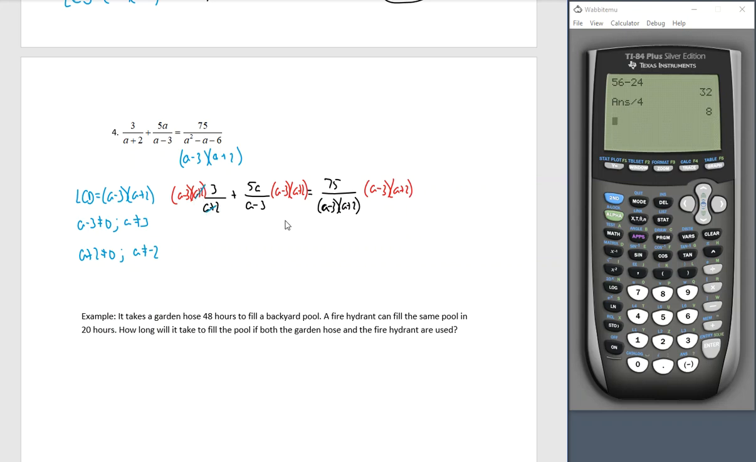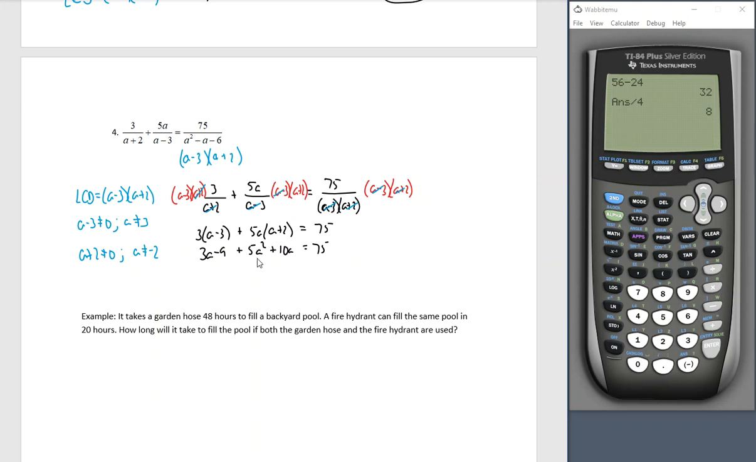So here my a plus 2's cancel. In the 5a over a minus 3 times a minus 3 times a plus 2, my a minus 3's cancel. On the right hand side, both of them cancel. And that's what's so nice about multiplying by the LCD. It's going to take out all these denominators. That's what we want. 3 times a minus 3 plus 5a times a plus 2 equals 75. Now we'll distribute. 3a minus 9 plus 5a squared plus 10a equals 75.